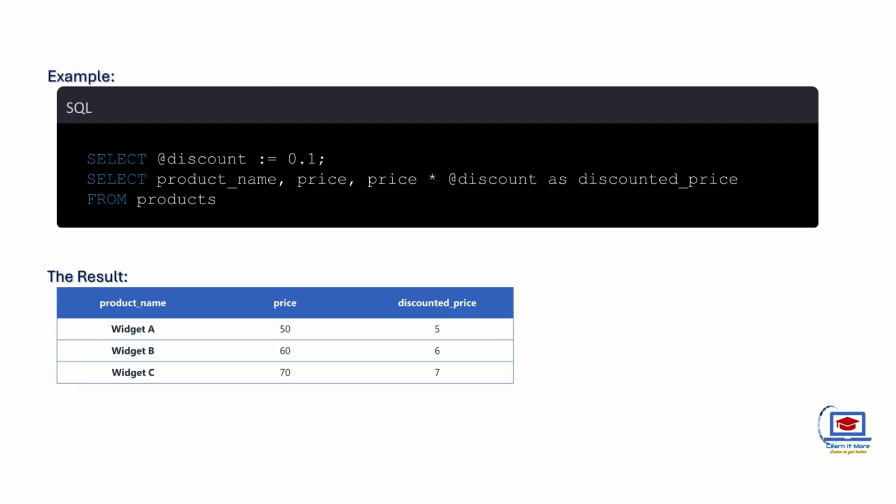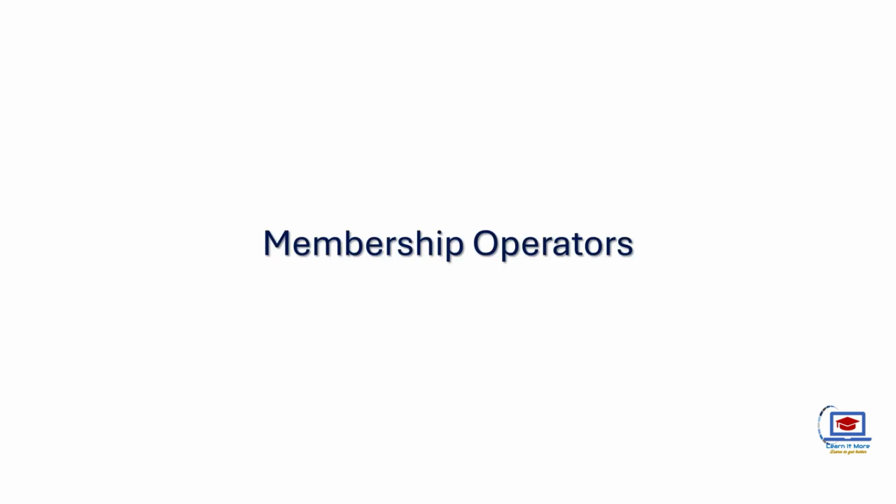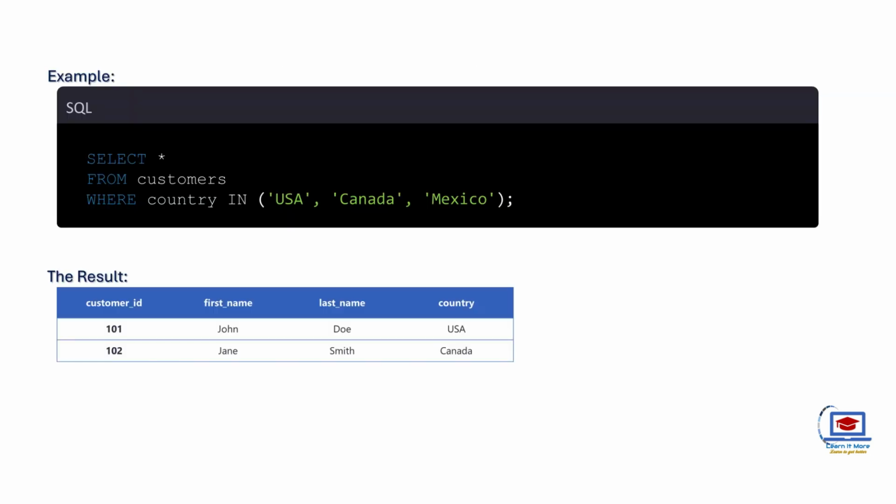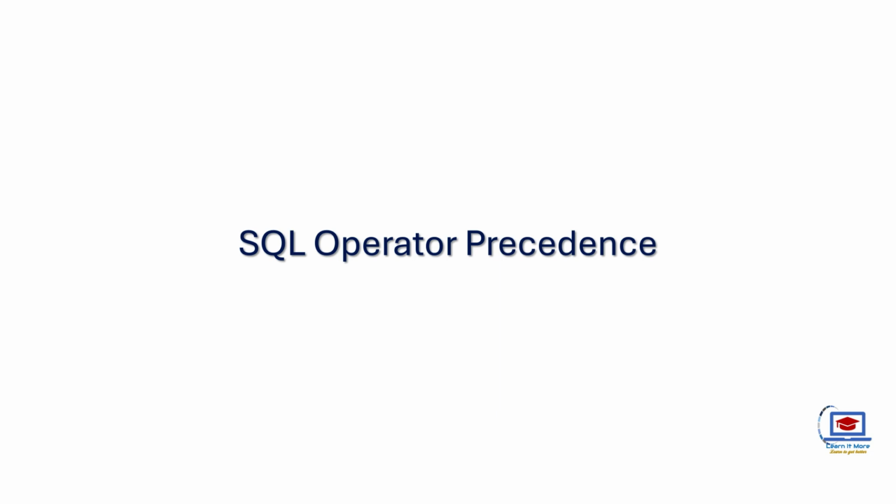Assignment operators like is equal to, colon and is equal to together allow you to assign values to variables within SQL queries. They are handy for temporary storage of information. Membership operators, in and not in, help you check if a value exists within a specified set of values, simplifying data filtering. Understanding operator precedence is crucial.